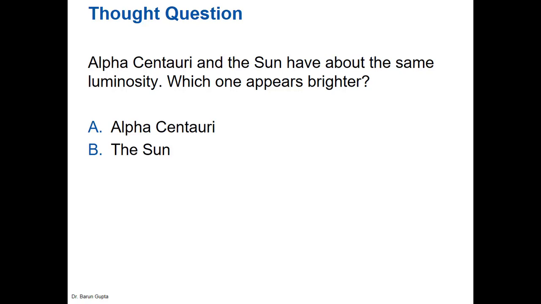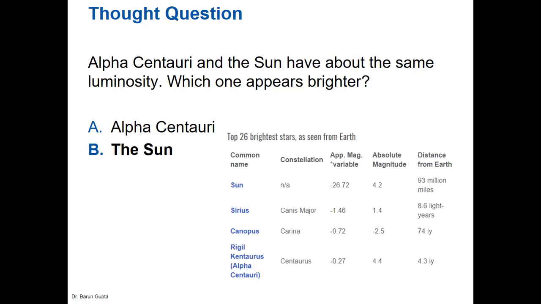The question here is, if you look from the Earth at the Alpha Centauri and the Sun, which one appears brighter? Of course, you know the answer. If you look in the sky and compare with the Sun, which one appears brighter? Of course, the answer is the Sun. You see, the Sun is much brighter.